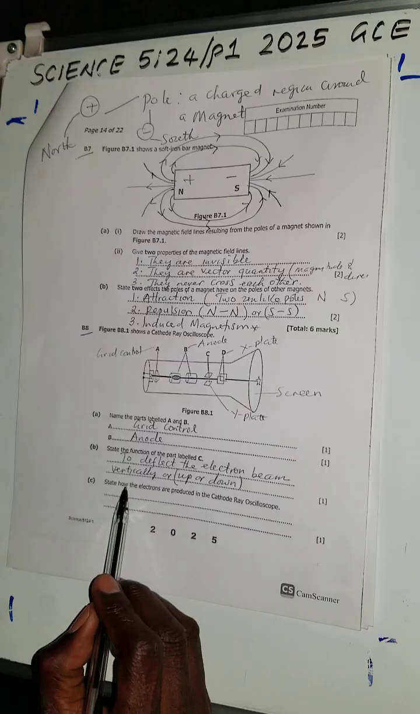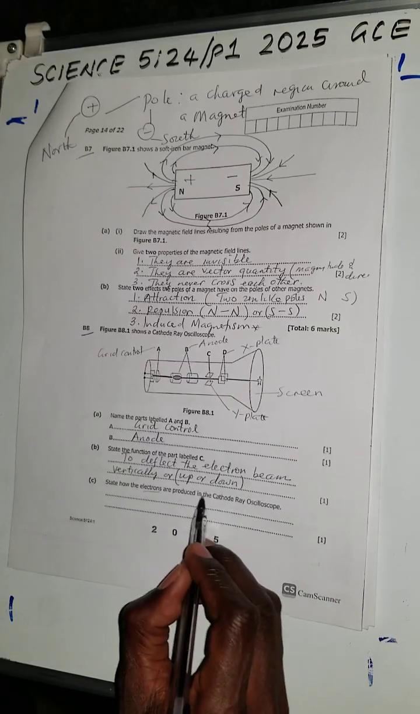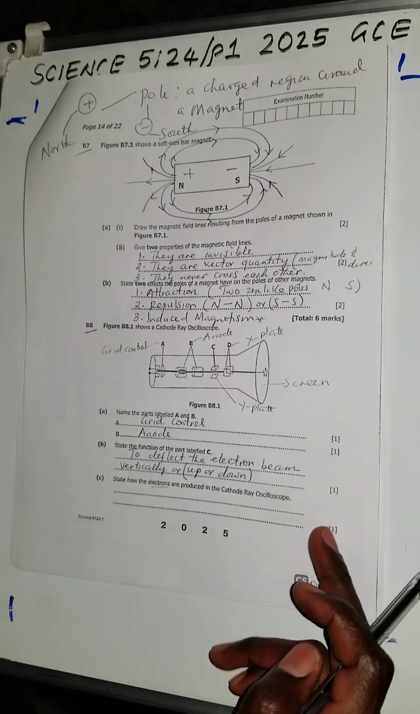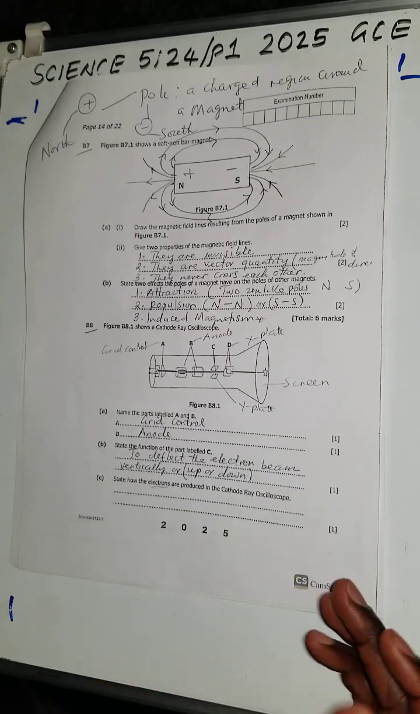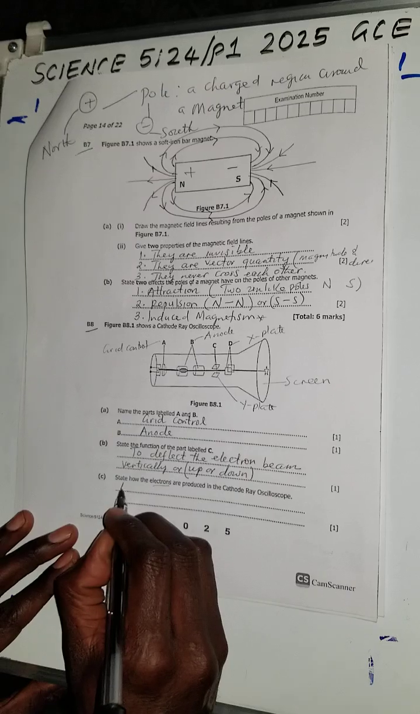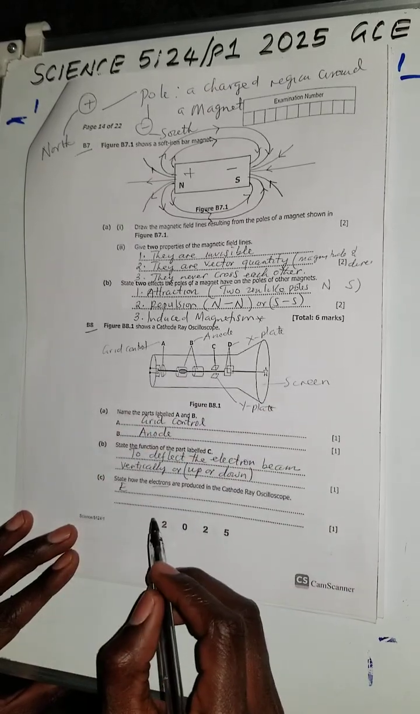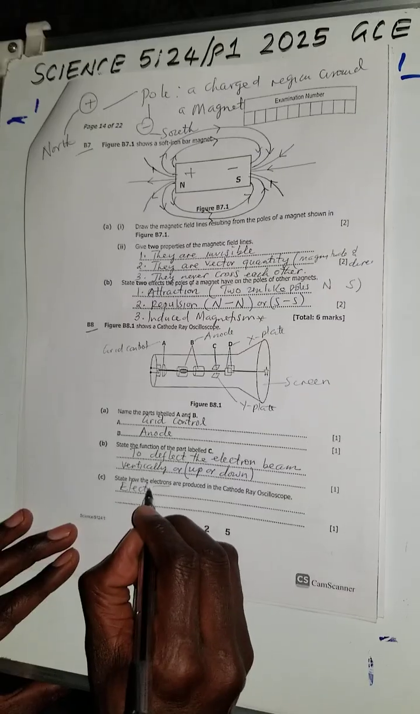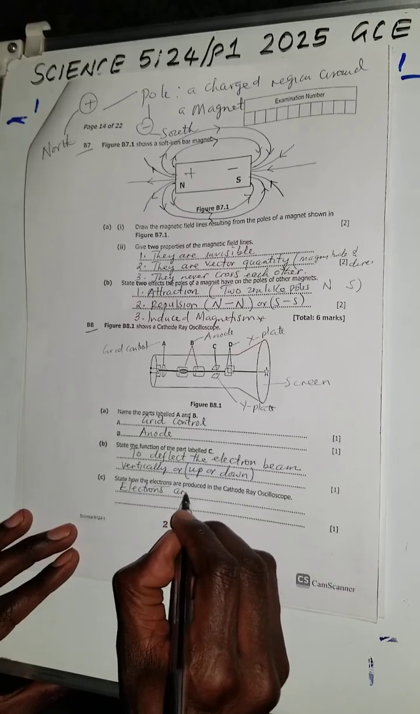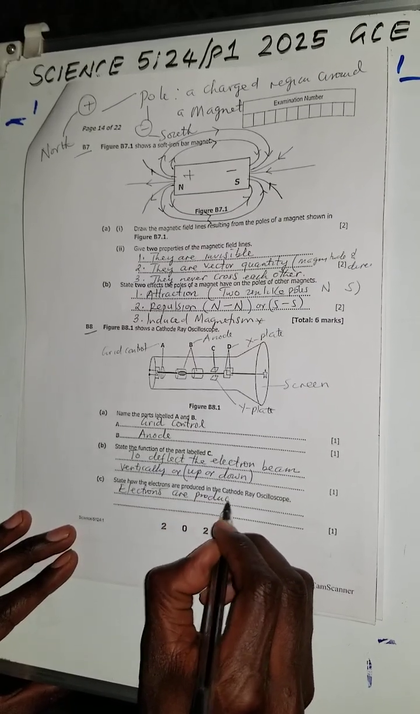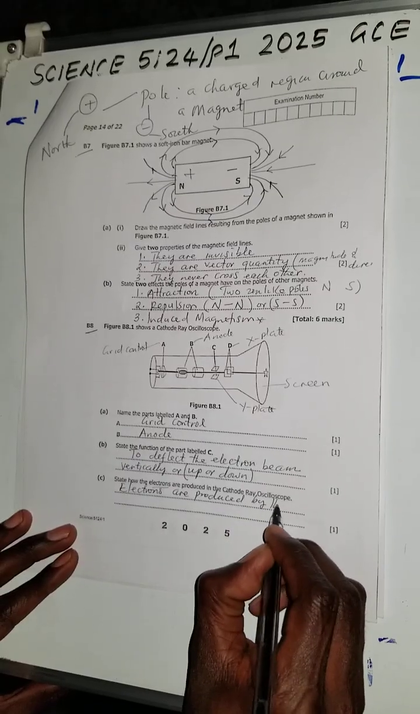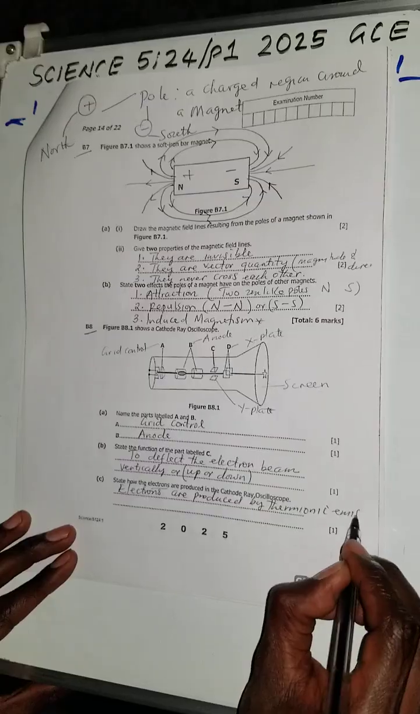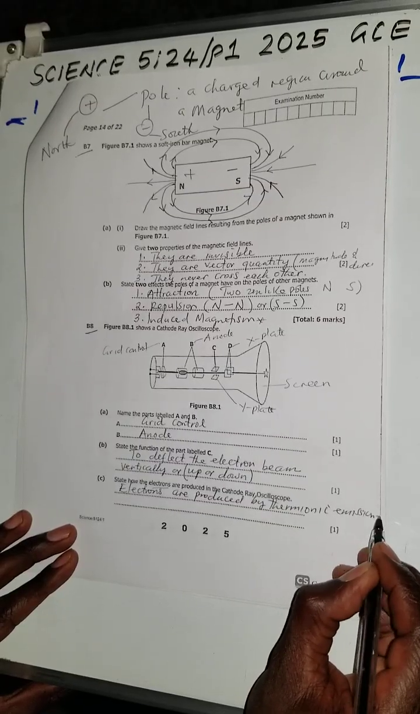Then C says state how the electrons are produced in the cathode ray oscilloscope. So how are electrons produced? And it was 1 mark. They didn't want you to write a lot of things. So remember that electrons are produced by a process called thermionic emission, right? So we can simply say that electrons are produced by thermionic emission. Now, what happens in this thermionic emission?